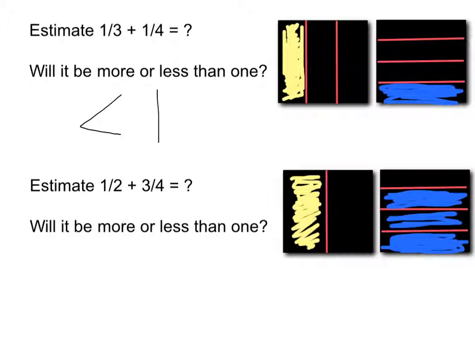Okay, let's estimate a half plus 3/4. We see a half in yellow and we see 3/4 in blue. And if you put them together, we see that 1/4 is left over. It's going to be more or less than 1. Which one? And you know that it'll be slightly greater than 1. Let me explain 1/2 plus 3/4 to you on the next slide.